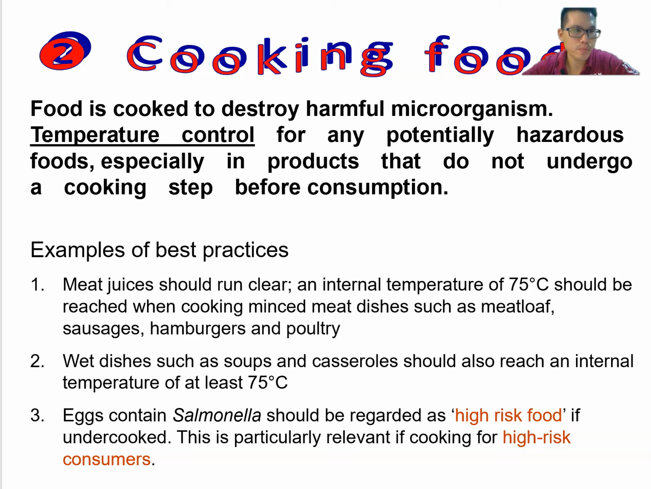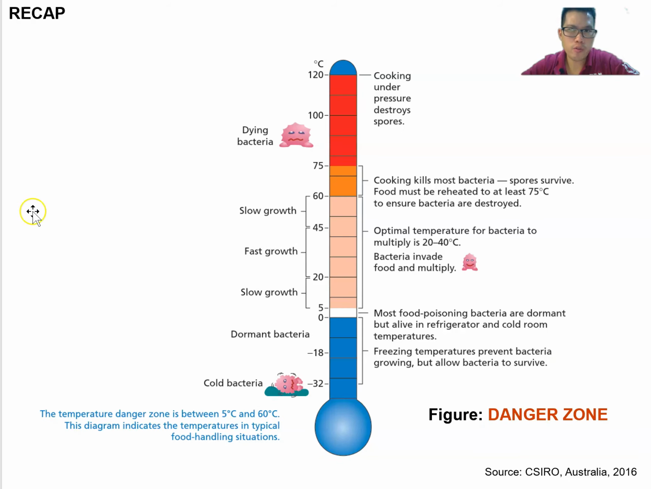The reason why you have to be 75 and above, you can see from this graph here. This is what we call the danger zone. In this area, microorganisms love to grow and can grow fast. Especially this zone here, very fast growth. Here is slower, but it's still in the danger zone. So the whole area here is the danger zone.